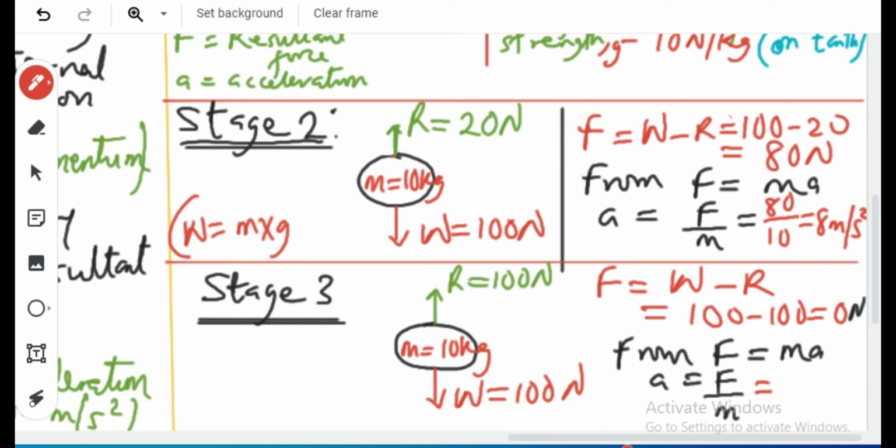What's the force? 0 Newton. 0 over what? Over 10. What's 0 over 10? What will it give you? 0. And what's the implication of that? Are you sure? 0 over 10 is 0. That's 0 meter per second squared.